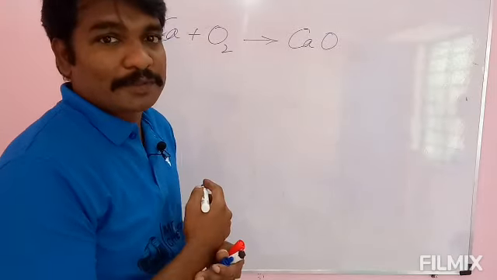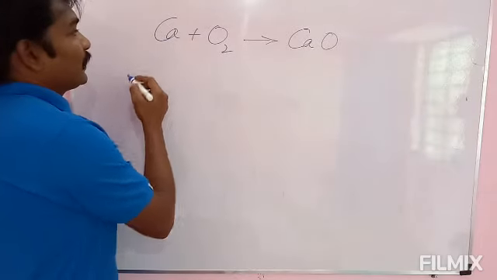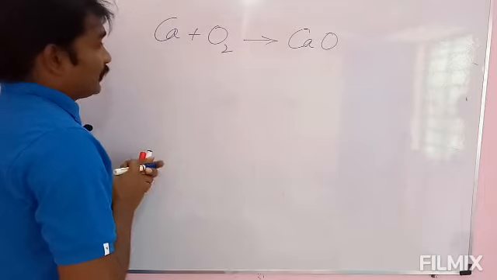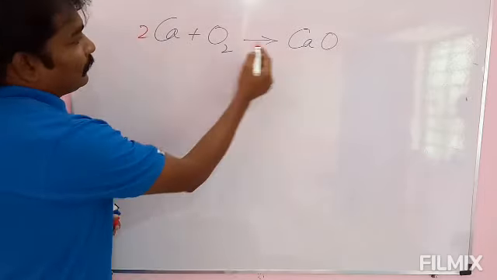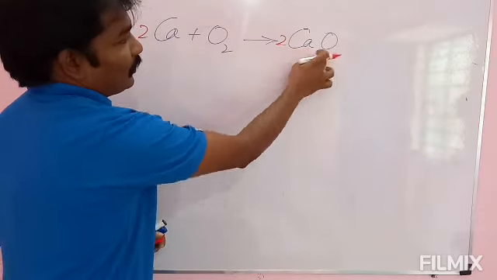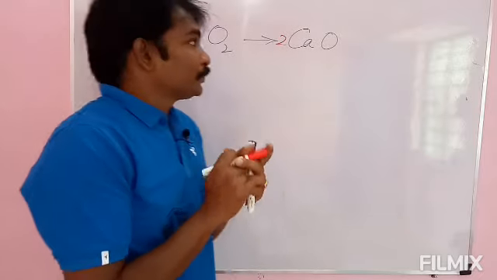Calcium and magnesium belong to the same group, the second group. We will discuss that under periodic classification of elements. And see here, that's why I am easily balancing this one: 2 calcium, 2 oxygens, 2 oxygens, like in the case of magnesium and oxygen.